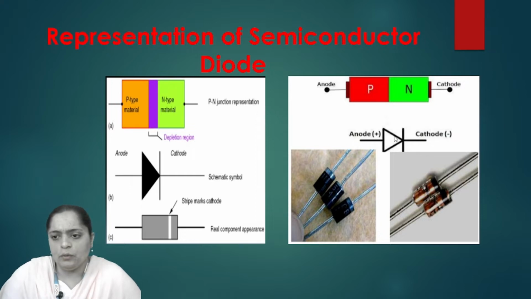Again, in that symbol we have already seen how it physically looks. So this is the structure. Already I have told that this is a silver strip which marks the cathode terminal, and the opposite terminal is the anode terminal. This is a representation of a semiconductor diode. After these points regarding diode, we can easily move towards how the PN junction gets formed.